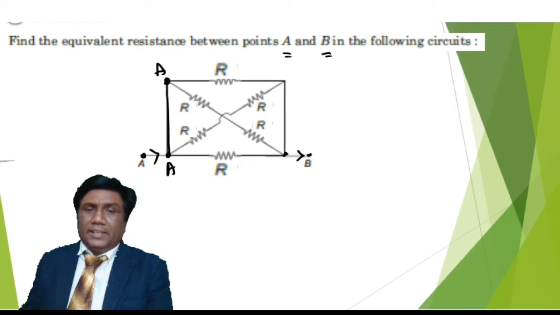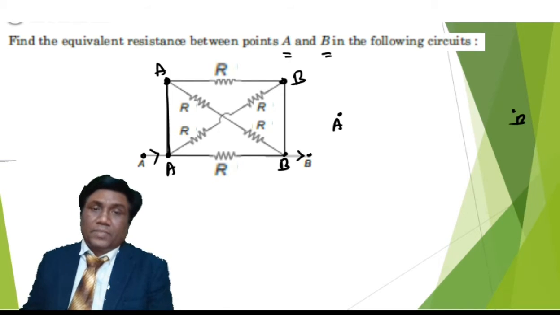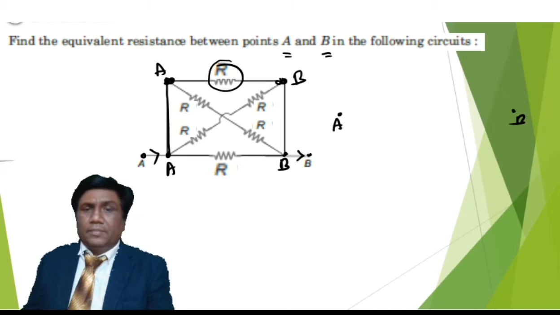Now you say the potential of this point is B, so automatically this point's potential also will be B only. So let me draw that equivalent circuit. Now you see this is the point A, this is the point B. We need to find out the resistance between A and B. See this resistance, think of this resistance. It is under the potential difference A and B only.